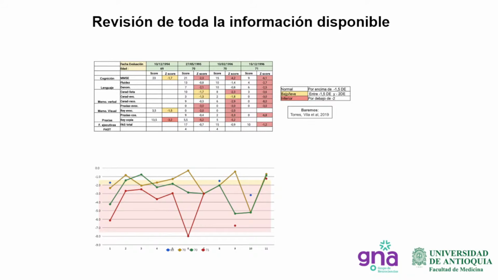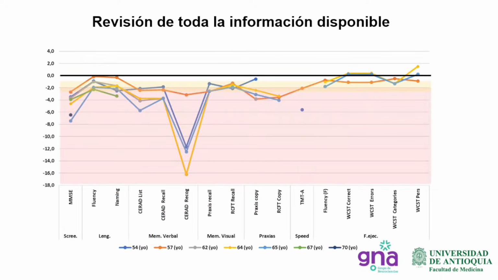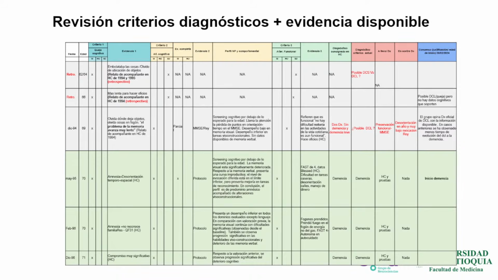Entonces, ¿cómo revisar estos datos a la luz de los criterios actuales? Este es otro ejemplo en el cual la persona tuvo seguimiento a los 54, 57, 62, 64, 65, 67 y 70 años y cómo fue cambiando ese estado, que lo que más fue comprometido fue memoria verbal, por ejemplo, lo que se ve acá, comparado con otros procesos cognitivos. Entonces, cómo fue la evolución de esta persona a lo largo del tiempo. Creamos una matriz para poder hacer este análisis, ¿cierto?